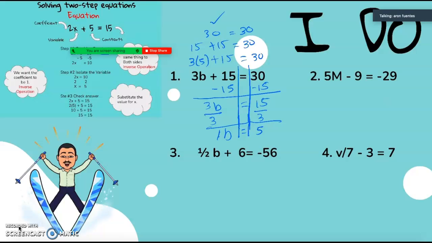That does check out. Second problem, I've got 5m minus 9 is equal to negative 29.